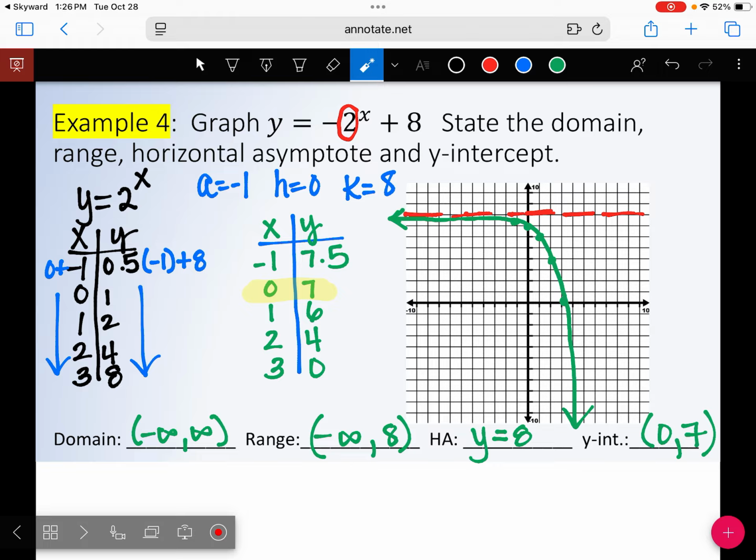All right, so let's look at the tail. What's happening to it? Is it going up or down? Who says it's increasing? Who says decreasing? It is decreasing. So we're going to say this is decreasing. It has a decreasing interval. And it's decreasing from -infinity to infinity.